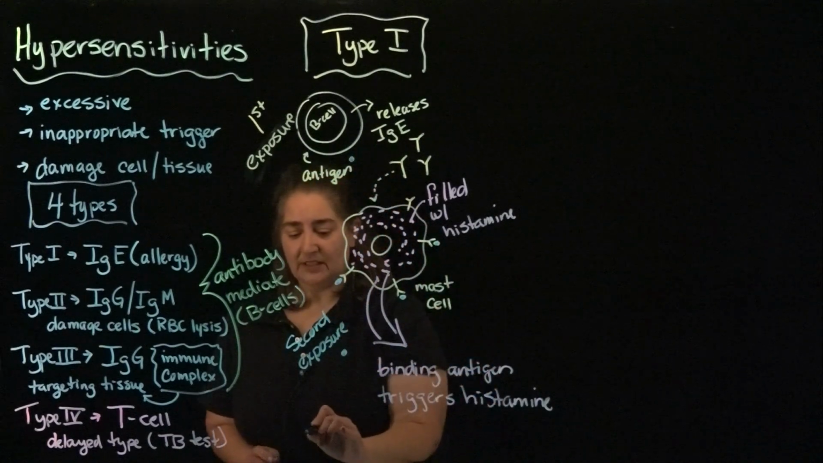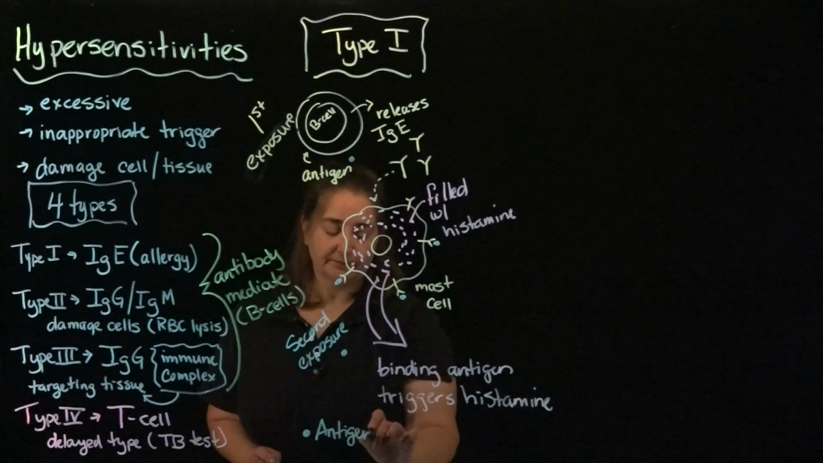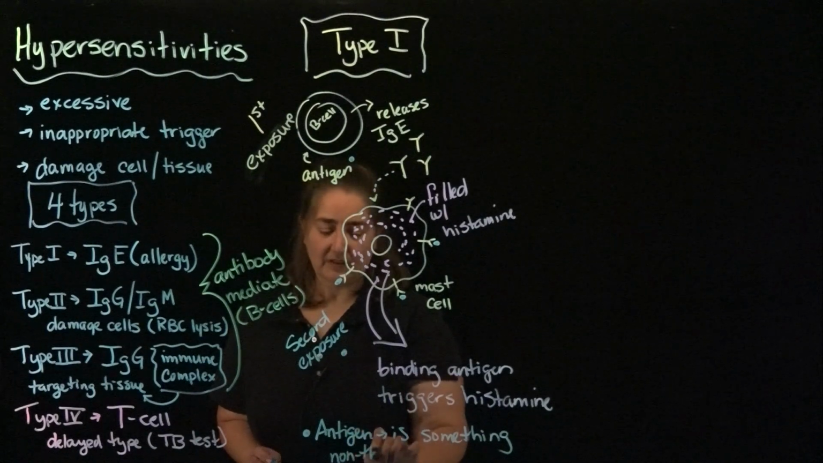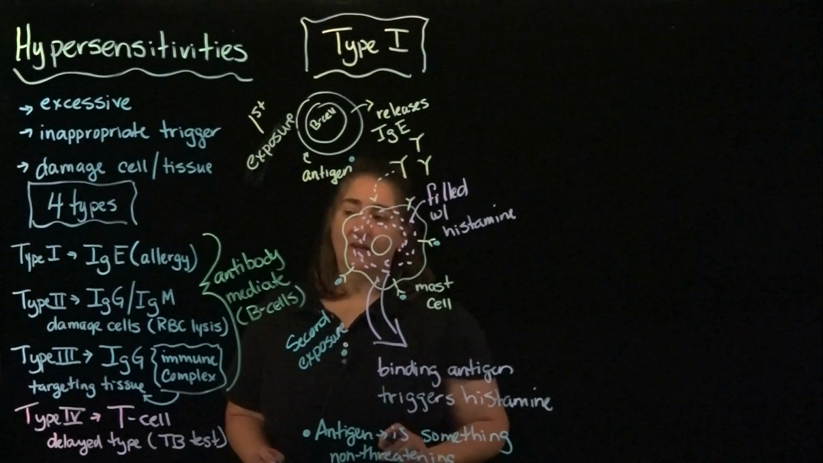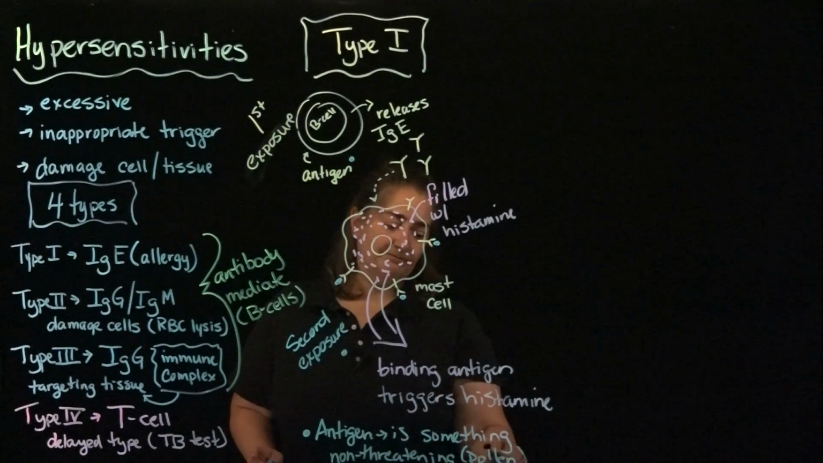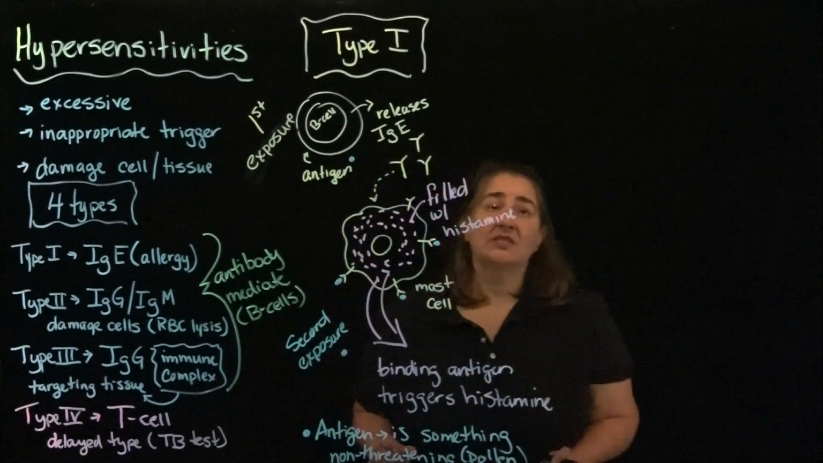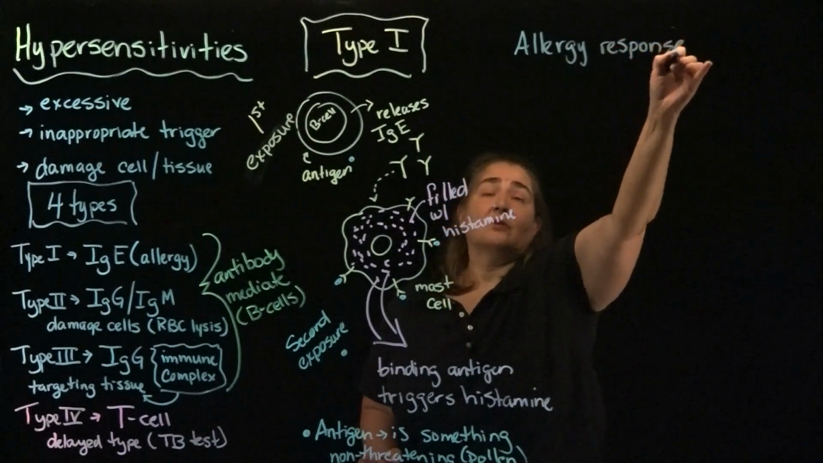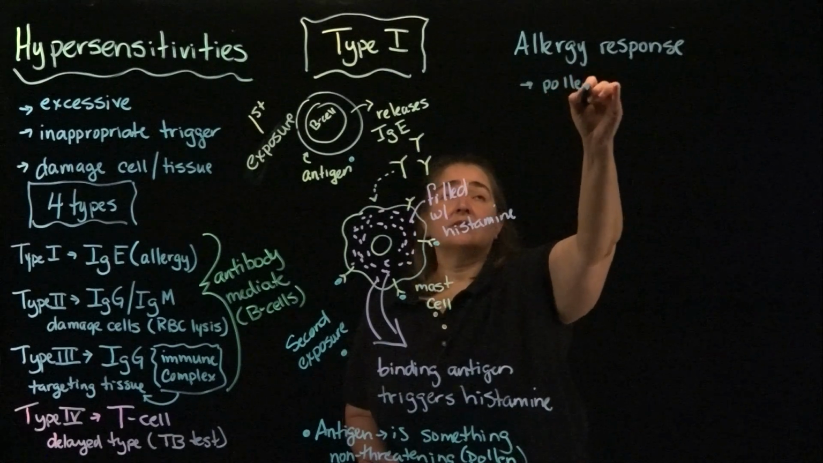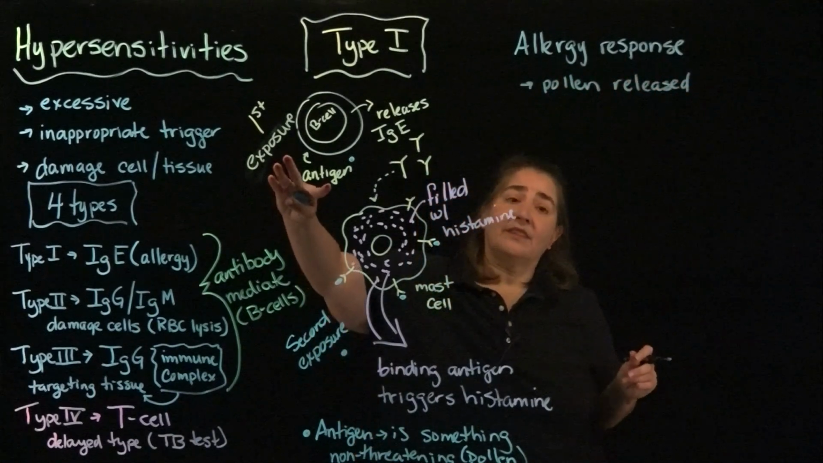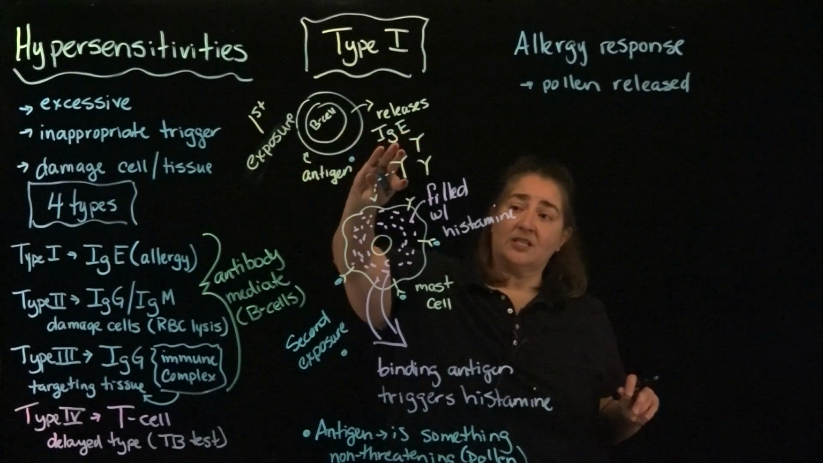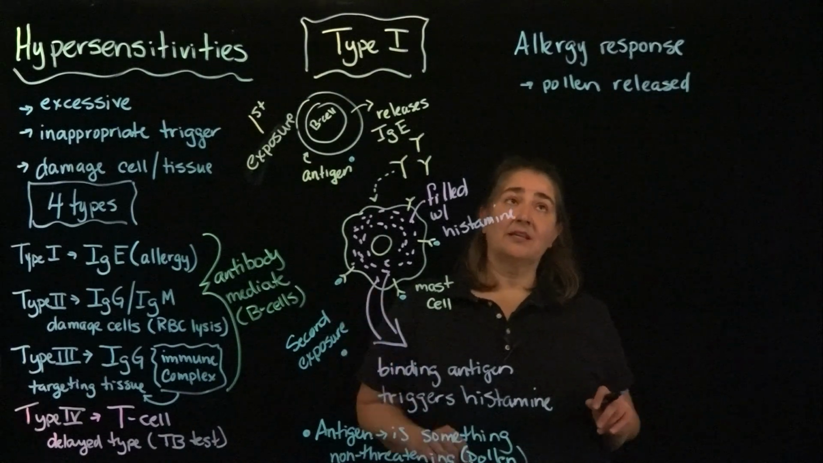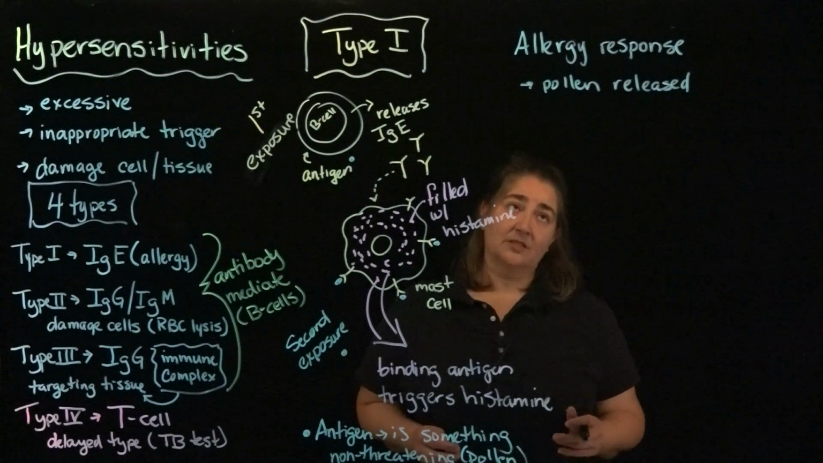Now, the key here is our antigen is something that's actually non-threatening to the body. All right? Pollen, great example, okay? And that type 1 hypersensitivity, this is your allergy response, okay? So when that pollen is released, initially, that kind of primes your immune system. Your immune system releases those IgE antibodies, attaches those IgE antibodies to the mast cell. Now that mast cell is ready the next time it encounters pollen, it releases all of those histamines, okay?